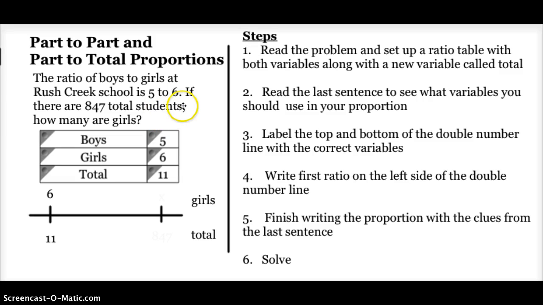Well, the last sentence says if there are 847 total students. So I know that there's going to be 847 total students. How many girls are there? So I don't know how many girls there are, so I'm going to put an X in place of the girls. And now I've set up a proportion. I have 6 girls for every 11 students is the same as X girls for 847 total students.